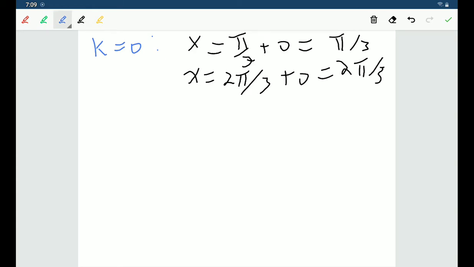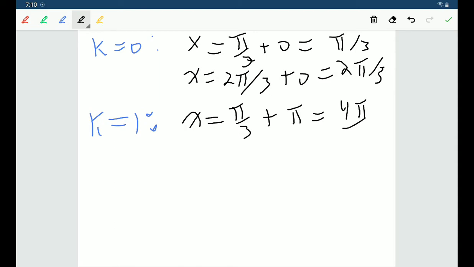Okay, I'll choose k being 1. And so that would be going forward by pi radians. So that would be x being pi over 3 plus 1 times pi, and that would be 4 pi over 3. The other one would be 2 pi over 3 going forward pi radians, or plus pi. That would be 5 pi over 3.